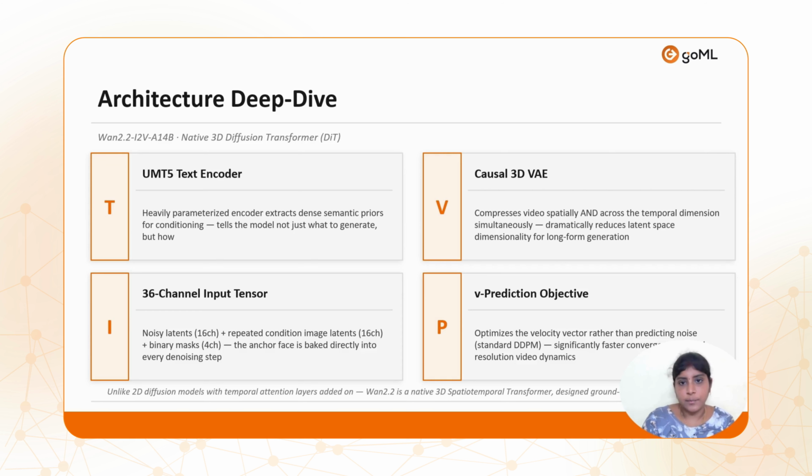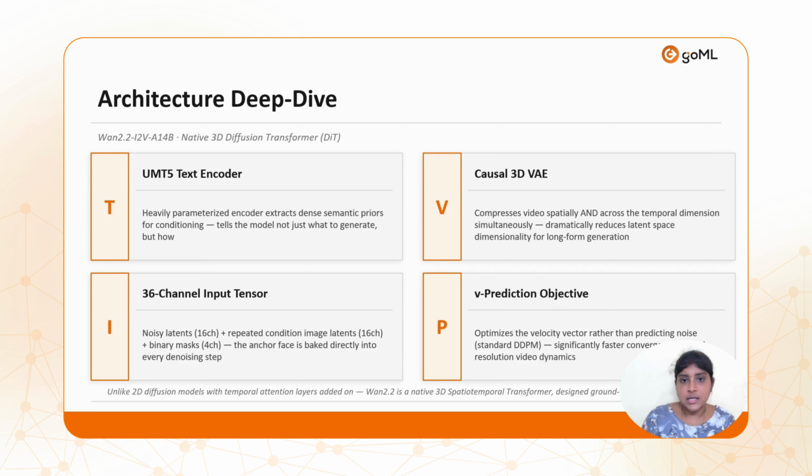So now coming to the four components. The first is the UMT5 text encoder, a heavily parameterized encoder extracting dense semantic pairs. This conditions the generation of text descriptions at a deeper level. Second is the casual 3D VAE, variation autoencoders. So traditional VAEs compress spatially, but in this model, VAEs compress across spatial and temporal dimensions simultaneously, which dramatically reduces latent space dimensionality, which is essential for making 60-second generation tractable.